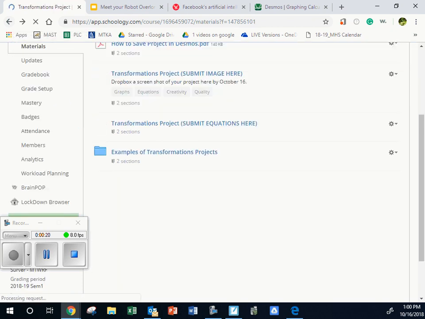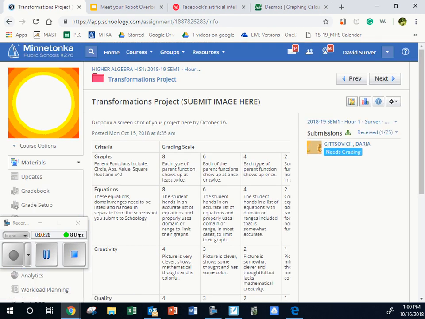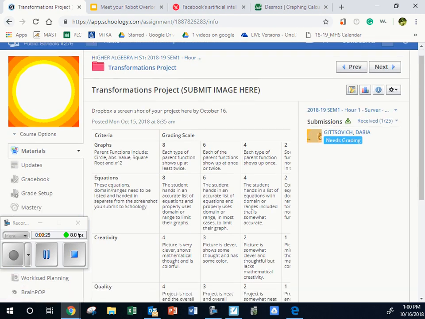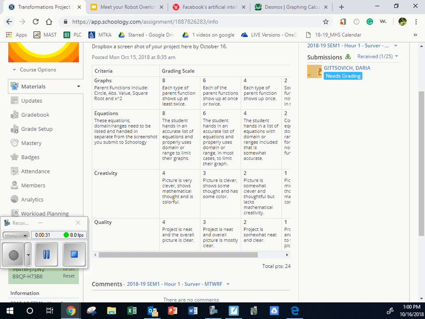Like for instance, note that right here, Transformations Project, submit image here. Here's my grading scale. And what are the things I am looking for? You have to have each type of parent function show up at least twice. What are the parent functions? They're listed in a different document. You have to have circles, absolute values, square roots, which are like this, and parabolas. You need two of them.